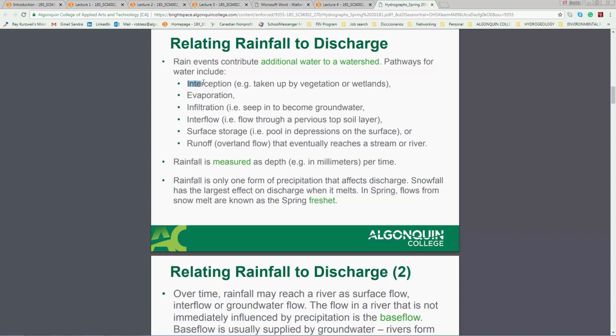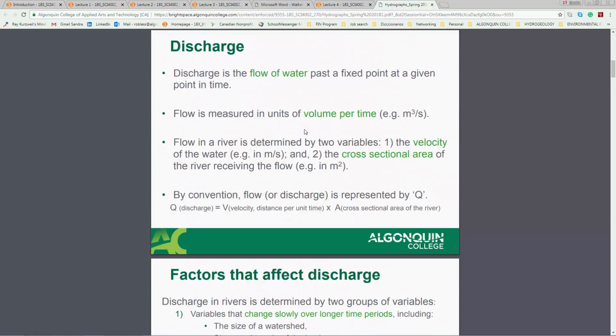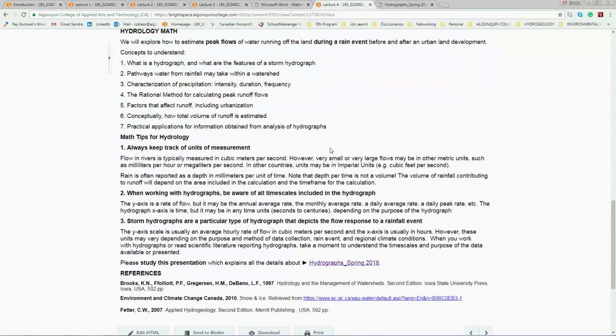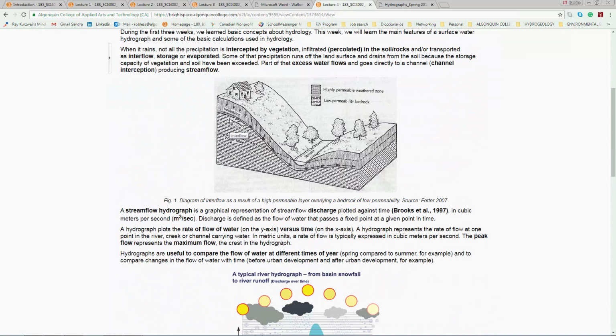We need to know what interception and evaporation are, and identify what interflow is. When I talk about interflow, there is a clear diagram here that I put so we can understand that this is a highly permeable zone. So this is an area that is not saturated with water and is highly permeable. And here we have the interflow.